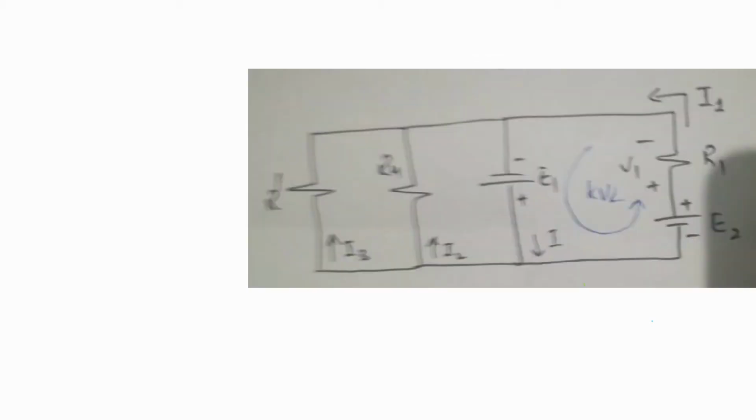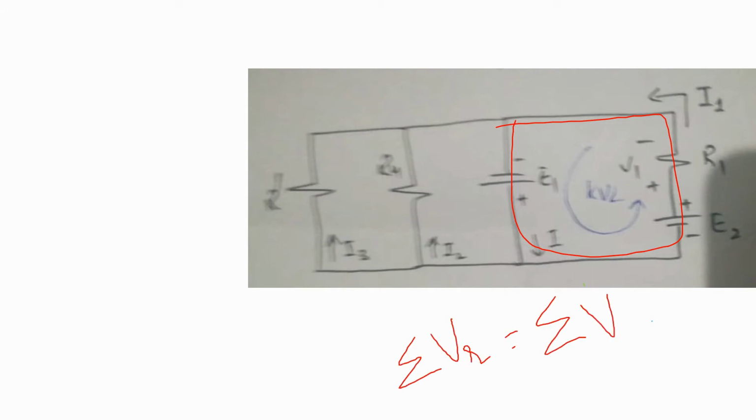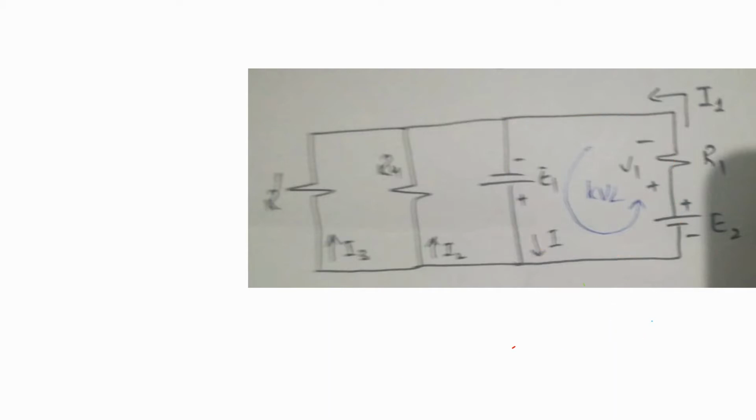Okay, now we have to find the value of V1. V1 is the voltage across resistor R1. In order to find the value of V1, we apply KVL on that loop. KVL states that the sum of all the voltage rises is always equal to the sum of all the voltage drops in a closed loop. So when you look at this loop, you will see that the voltage across E1 rises, the voltage across E2 rises, but the voltage across R1 drops.